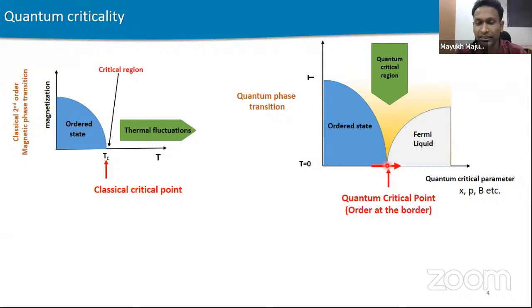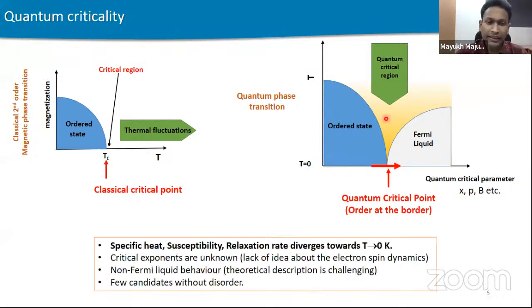That is the point where the system is at the border. Below that, you have the ordered state. Higher than that, you have the non-ordered state. And around that quantum critical point, you see a lot of quantum critical fluctuations. Similar to the classical second order magnetic phase transition, where you have critical fluctuations driven by thermal fluctuations, in this case you have quantum critical fluctuations that will be very much effective around that quantum critical point.